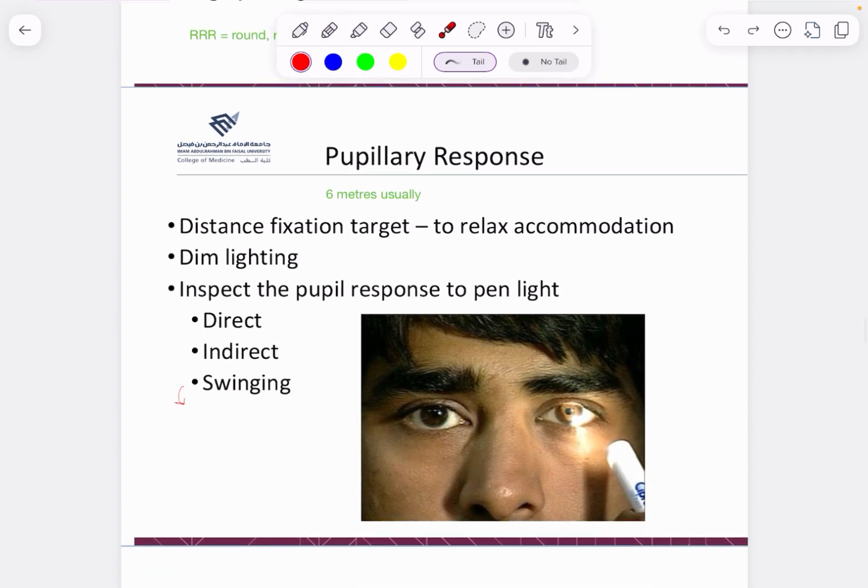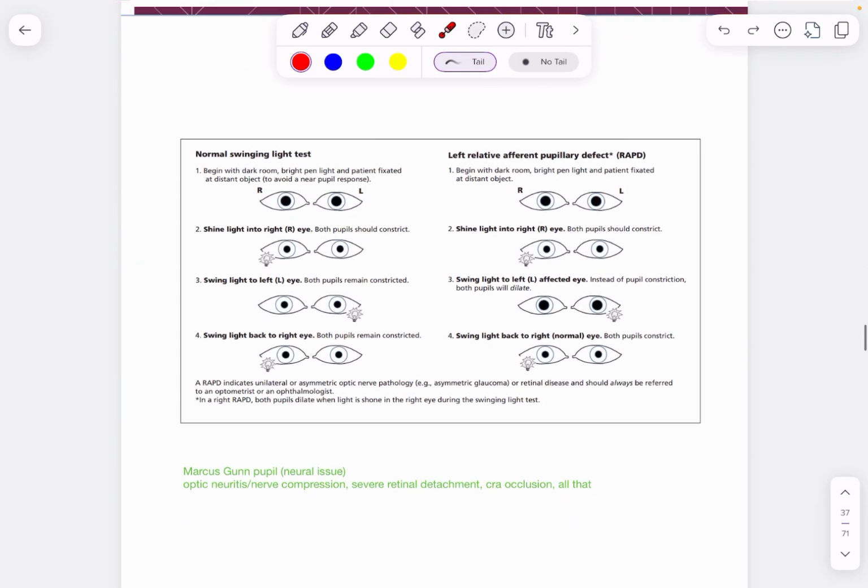As for the pupillary response, first, we're going to make sure that the patient is fixating their eyes on something far away, because we want to make sure that they aren't accommodating so we can properly observe the pupils. And we want to be in dim lighting. But we're going to inspect 3 things: the direct reflex, the indirect reflex, and the swinging reflex. Direct is simple. As soon as you flash the light in one eye, the pupil should constrict. With indirect, the other eye should be constricting because they are coordinated. As for the swinging reflex, I'll explain it to you.